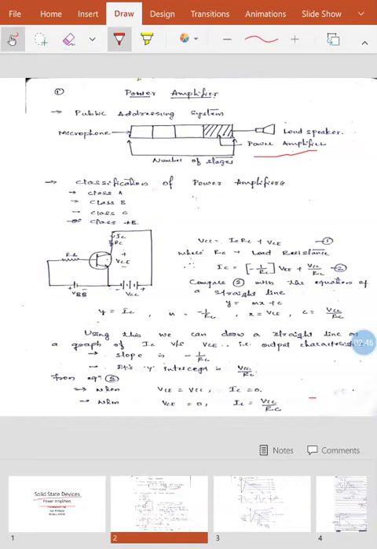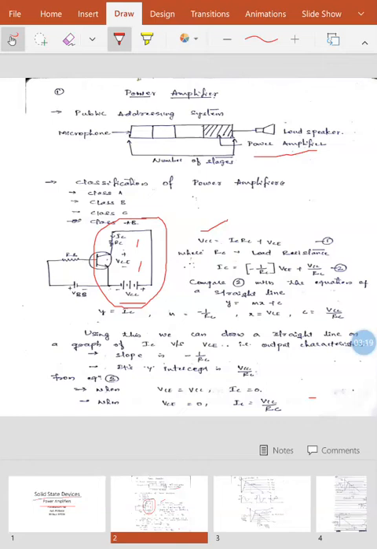Here, this is our output circuit. Let us apply the KVL. According to that, the total VCC is divided into two voltages, that is ICRC and VCE. VCE is nothing but the collector to emitter voltage. So we can write the equation: VCC is equal to ICRC plus VCE. This is our first equation, where RC is the load resistance.